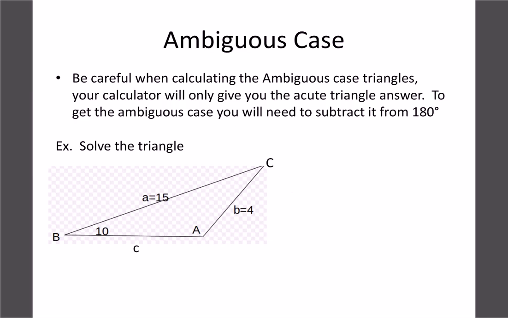The only thing we've got to be careful of when we solve it is to make sure you do the right calculation. So in this case, we'd have B over sine 10, and we'd have A, which is 15, over sine A.